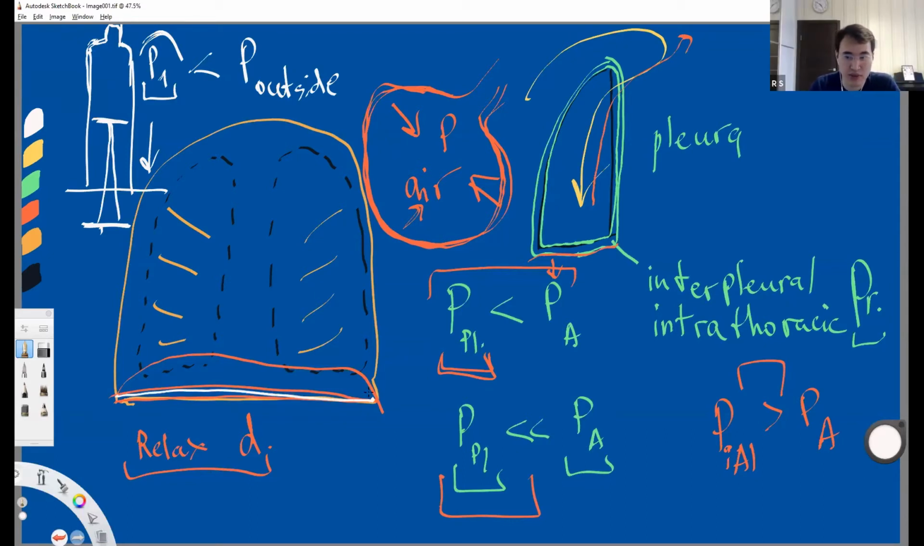That's why actually people, whenever they fall into water, can suffocate, because instead of air, on the contraction of the diaphragm, the water gets inside. Okay.